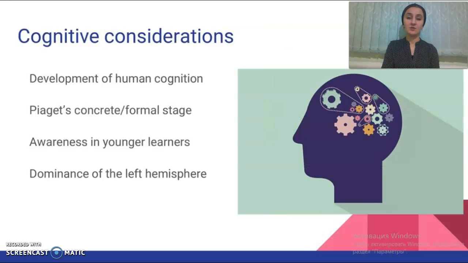Cognitive considerations. It is the development of human cognition in second language acquisition. As I said, as time passes, if you practice your target language, you will improve your cognitive skills. So, awareness in younger learners means that the younger a person is, the easier it will be, I can say, to acquire a new language. So I think the best age, maybe starting from 10 or 12, is the best age for starting to acquire a new language.